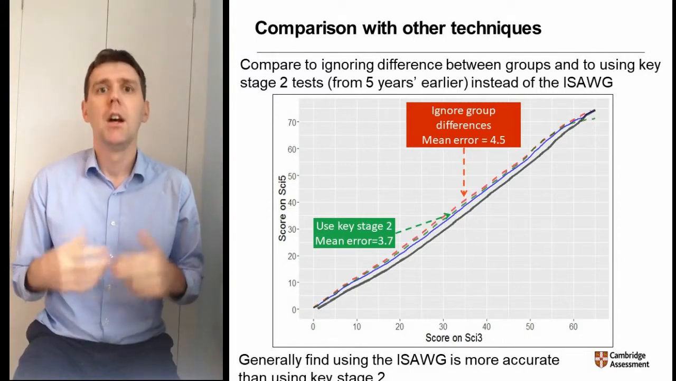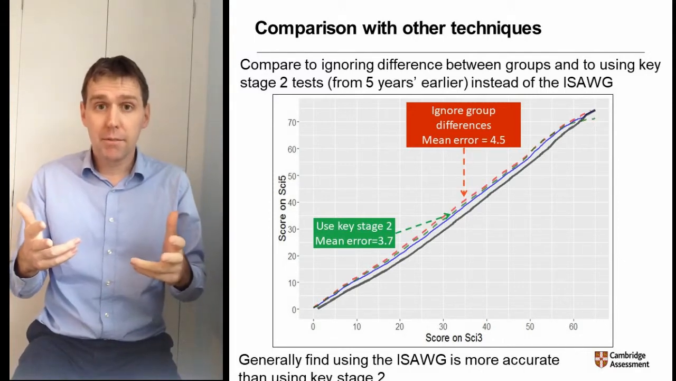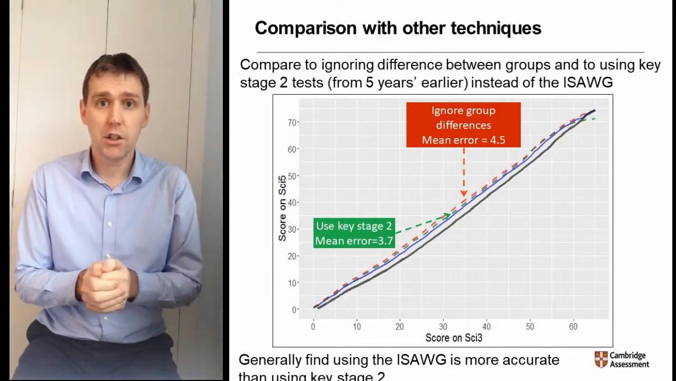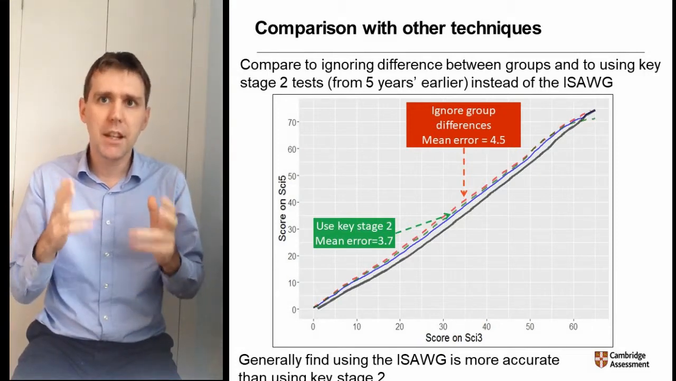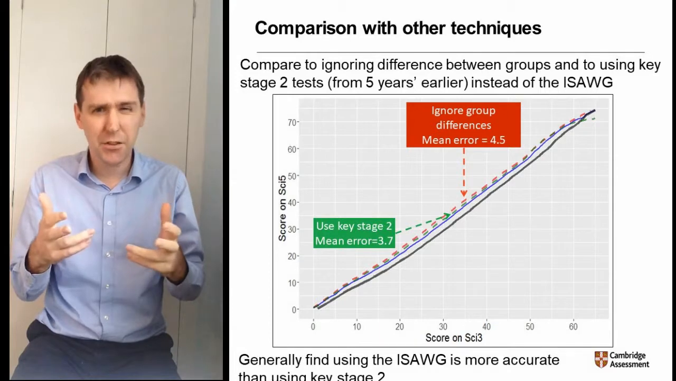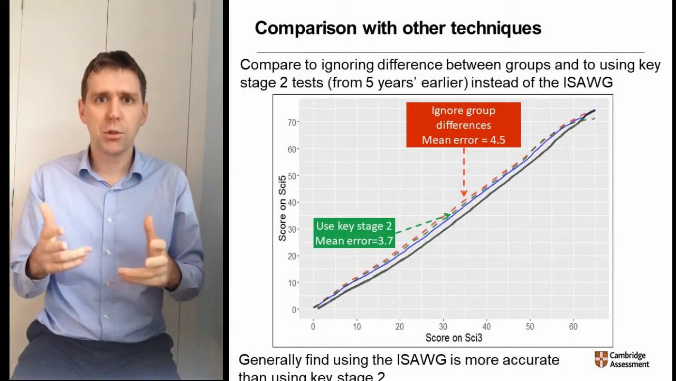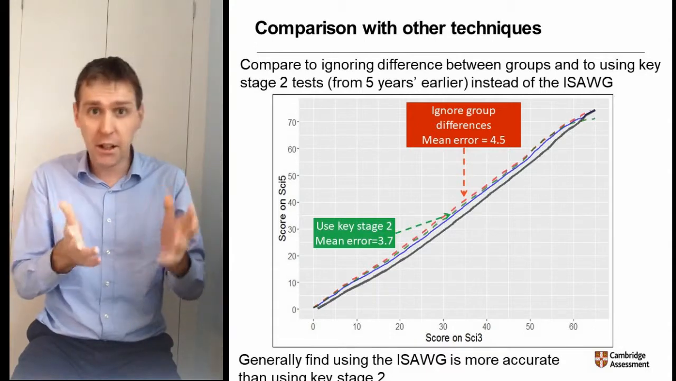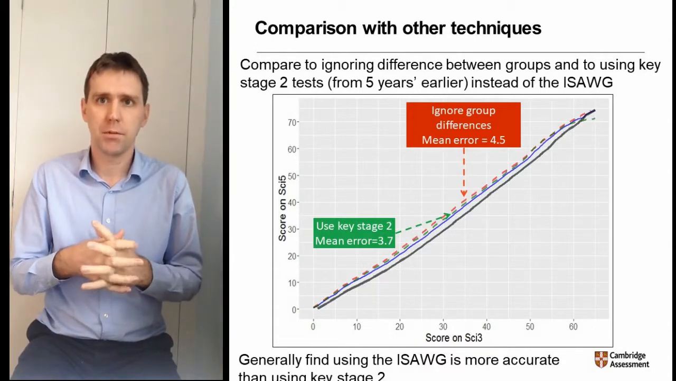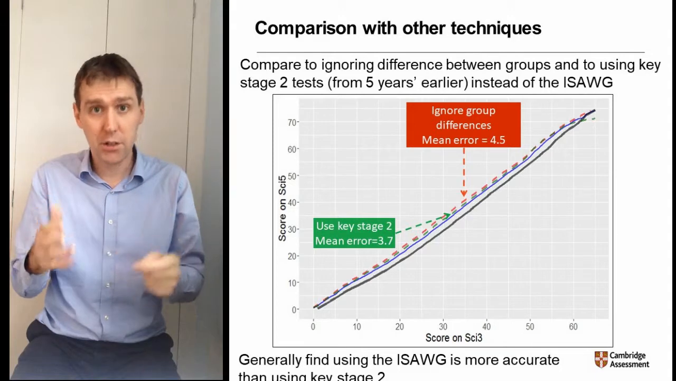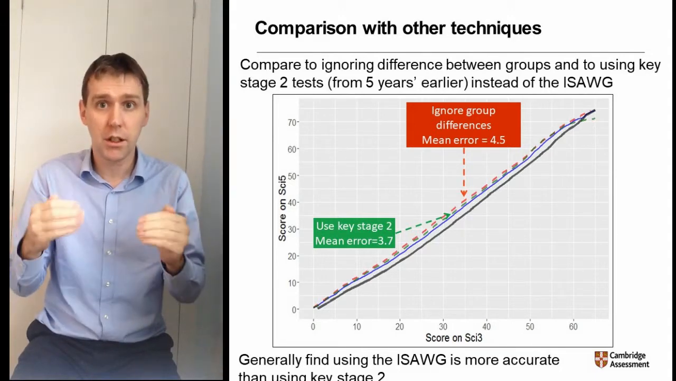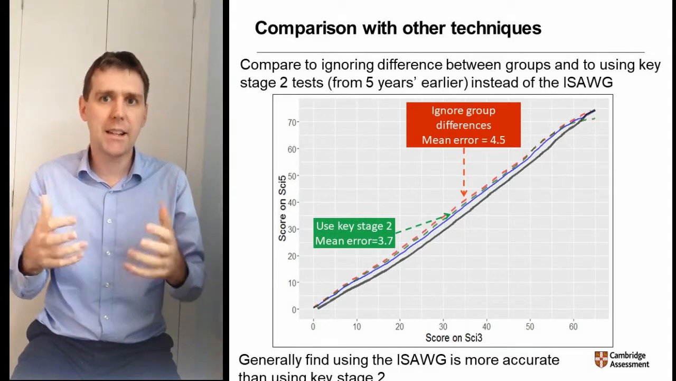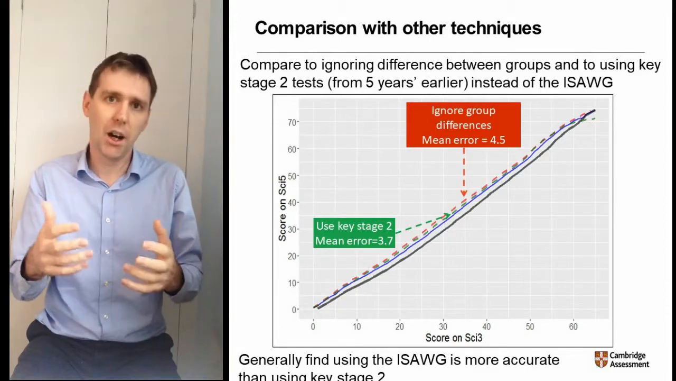A popular source of data for tackling this issue in England is to use Key Stage 2 data. So these are data from primary school tests which are taken by the majority of people. They've all done the same test, so it can give us links between different assessments. If I use that information to make the link between Science 3 and Science 5, I end up with less accurate results, 3.5 marks off.